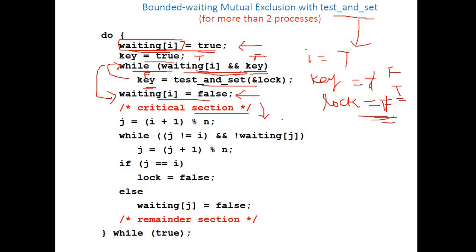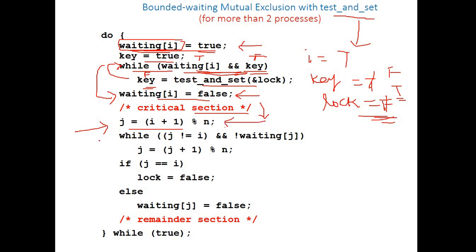When it comes out, the process i decides who is the next process to enter into the critical section by using this statement: j is equal to (i plus 1) mod n. So this will generate the next process to enter into the critical section. If i is equal to 1, j becomes 2. When i is equal to 3, j becomes 4. When i is equal to n, j becomes 1. That means it will generate the numbers on a rotation basis. So likewise, one after another, processes will get a chance to enter into the critical section by using this statement.